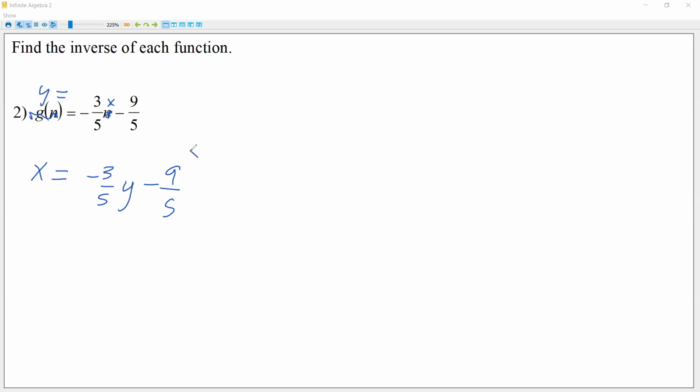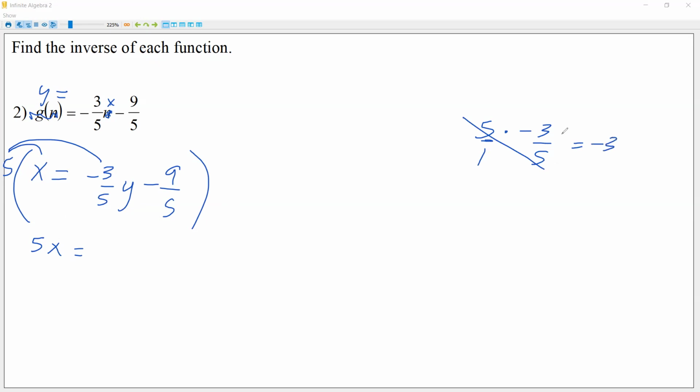I'm actually going to multiply this entire equation by 5 and get rid of the fraction, just so I can work with this equation a little bit easier. So I get 5x equals 5 times -3/5. So those 5's cancel, and I essentially just have -3. It's -3 divided by 1, which is -3. So -3y. And then I multiply 5 times -9/5. Well, that's going to work the same way. The 5's cancel, and I'm left with -9. So -9. So that way, I don't have any fractions.